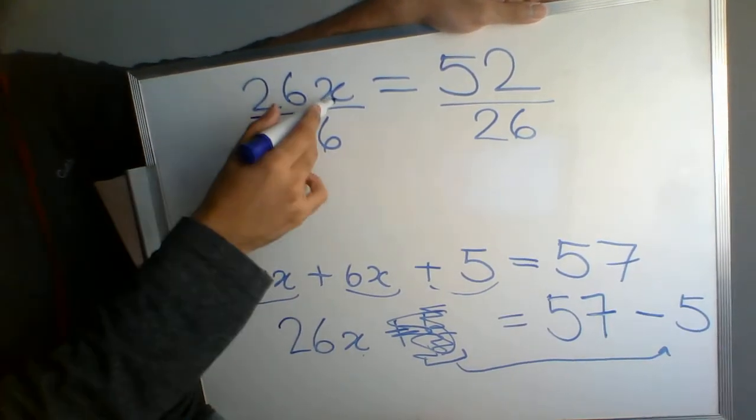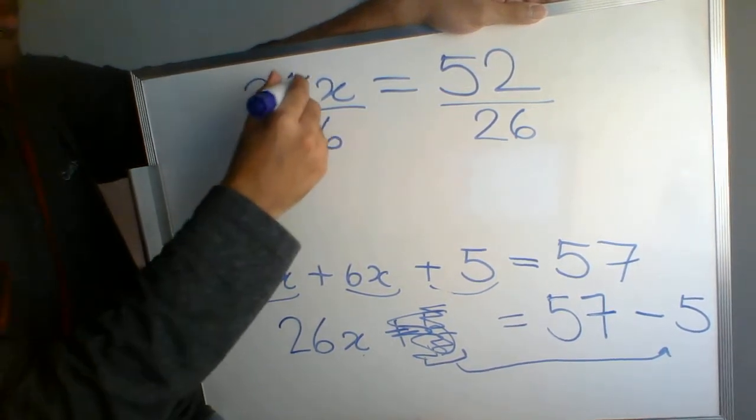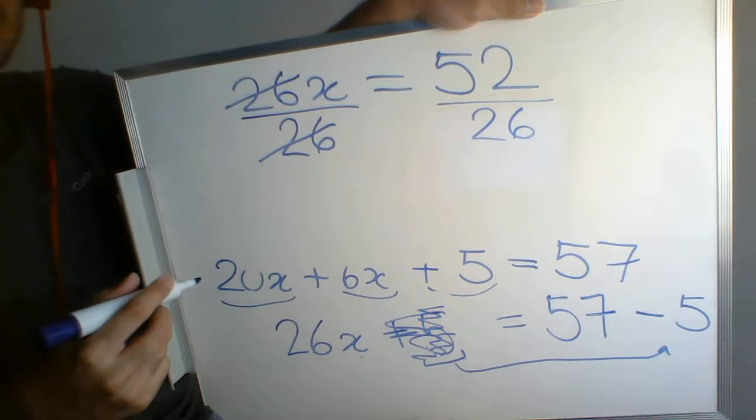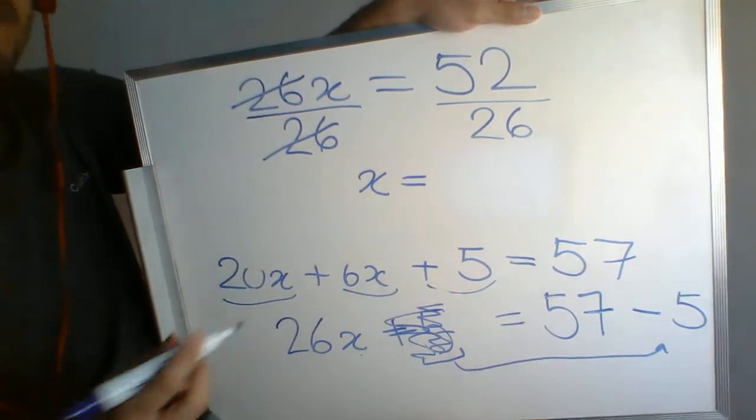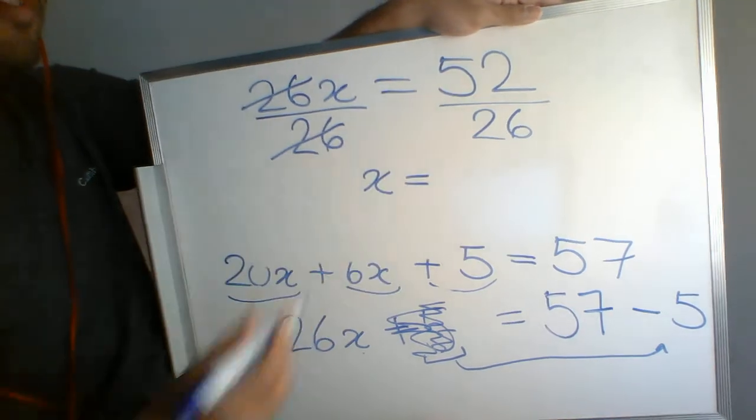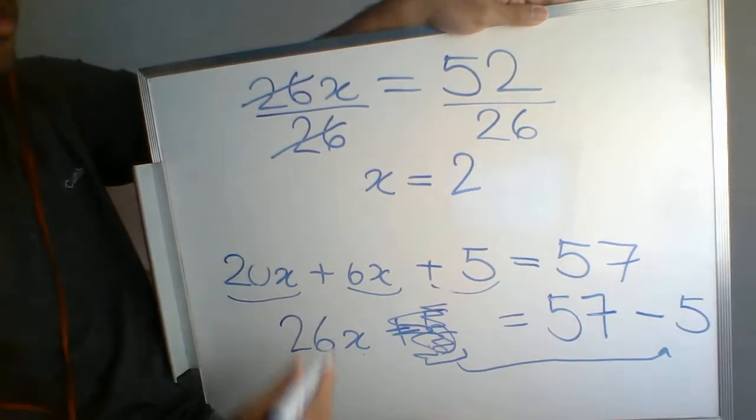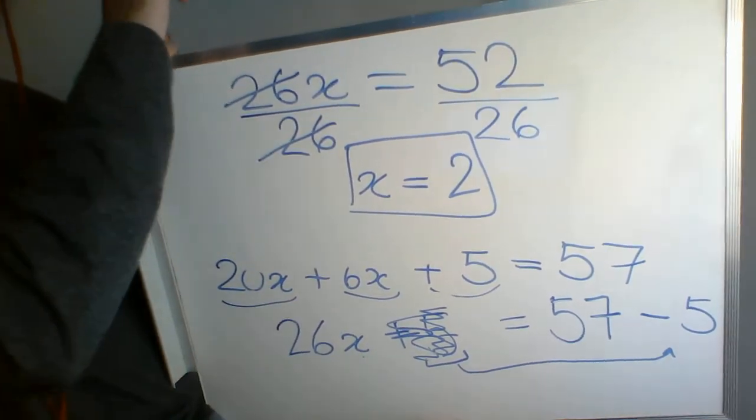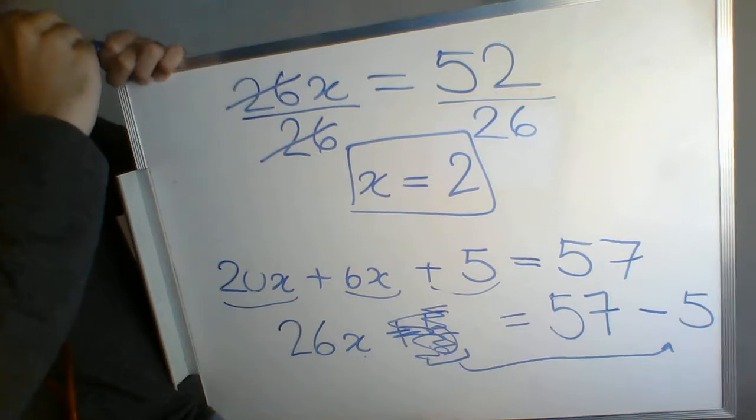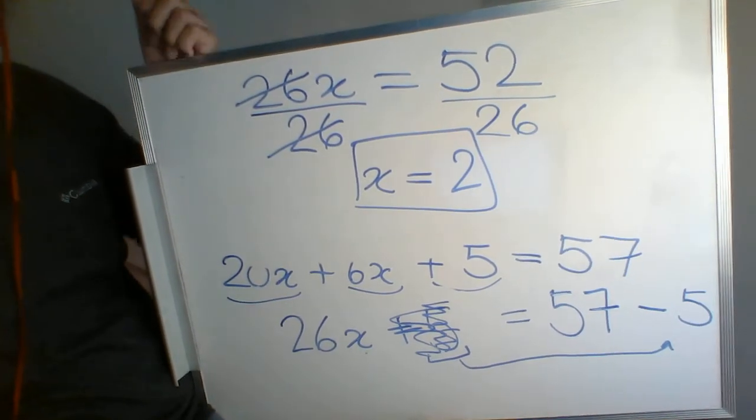So if I've got x times 26 divided by 26, that means the two 26s are going to cancel out, and I'm going to be left with just x on the left side. And then on the right side, 52 divided by 26 works out quite nicely to equal just 2. So that is how you get your final answer for this one. Now, how do we know if we have the right answer?